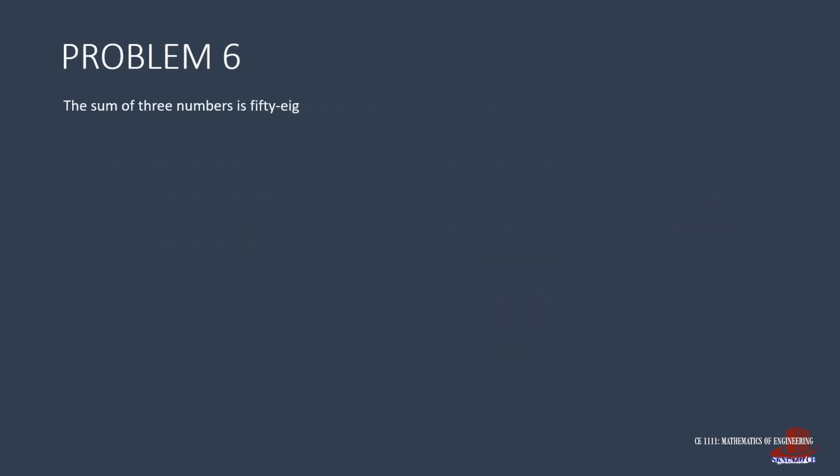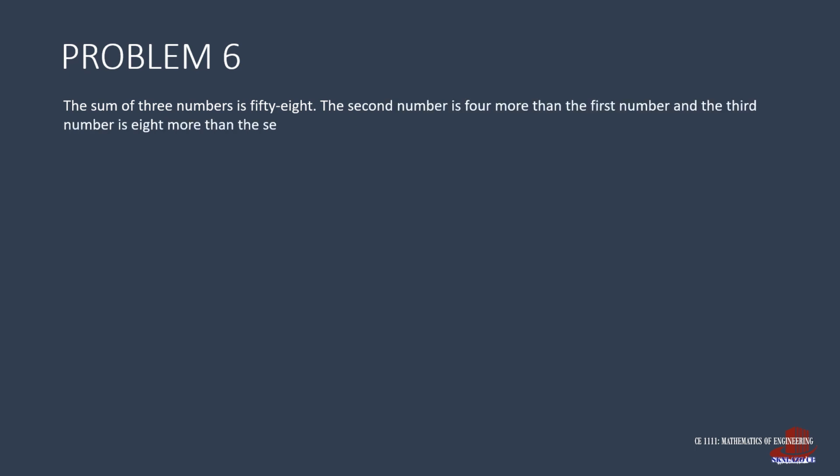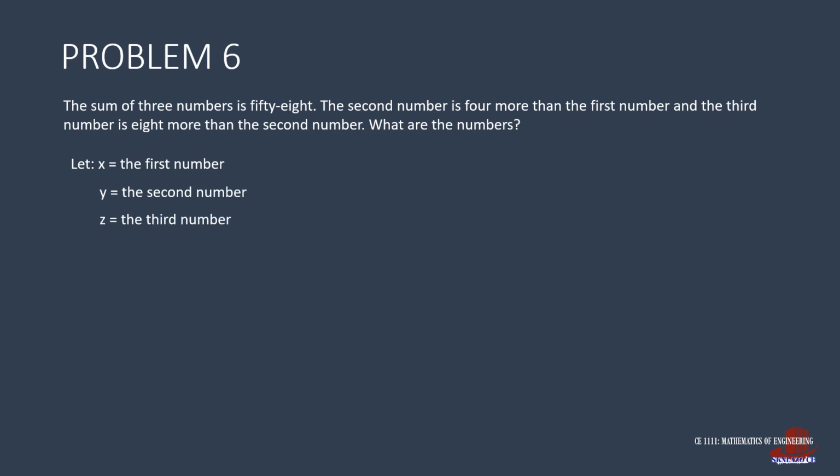For problem 6, the sum of three numbers is 58. The second number is 4 more than the first number, and the third number is 8 more than the second number. What are the numbers? Assign x for the first number, y for the second number, and z for the third.